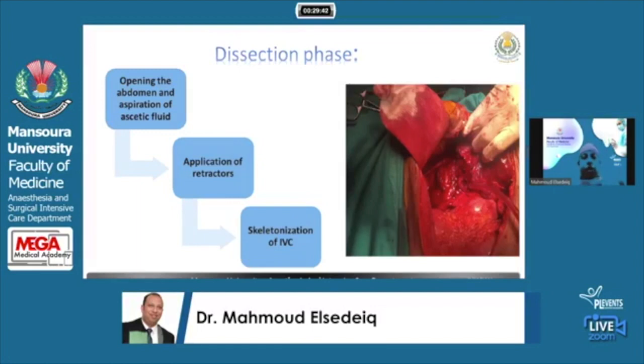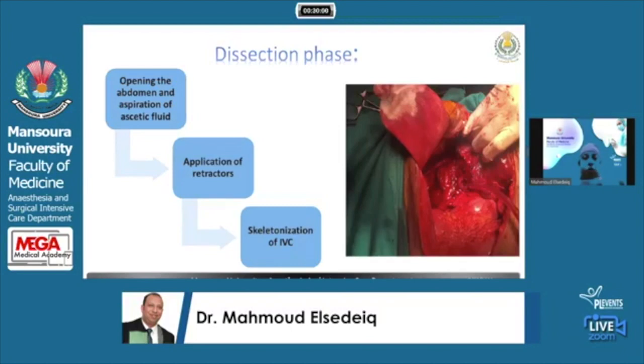Then the application of retractors. Application of retractors can lead to bradycardia and hypotension. We ask the surgeon to release the retractors and we give small doses of atropine and fluids. If not responsive, we give small doses of adrenaline.